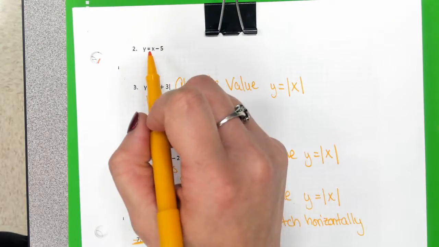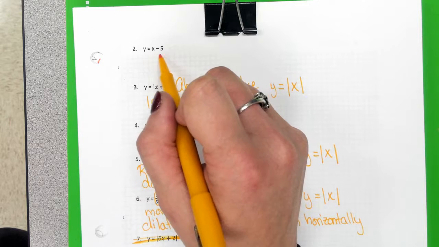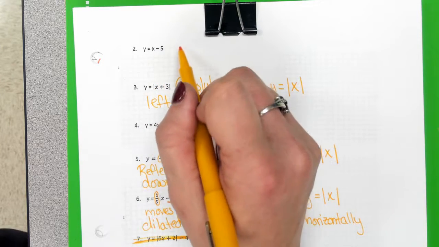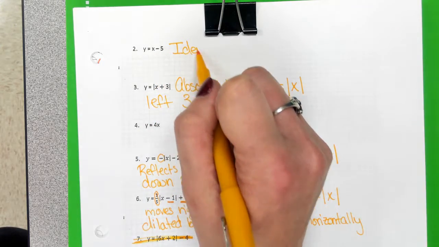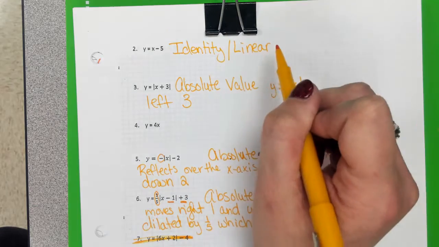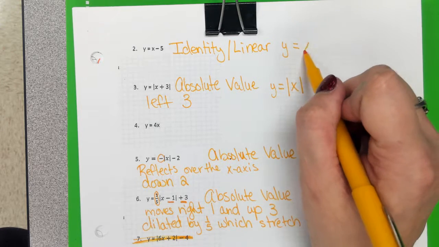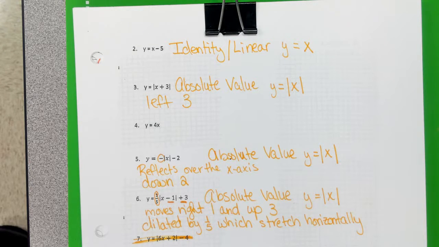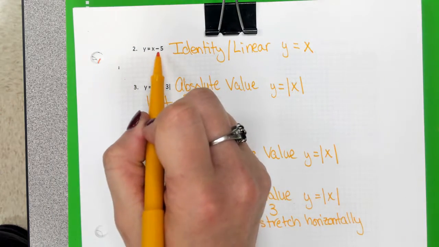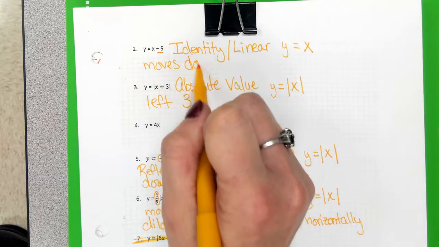What's the parent graph for this one? Linear, or we could call it identity. There you go. And what's the equation? Y equals just y equals x, right? Alright, before we do anything, we should already know, what does this guy do to the graph? Moves it down 5. There you go.